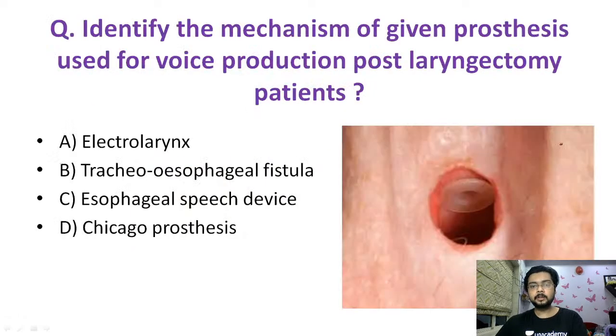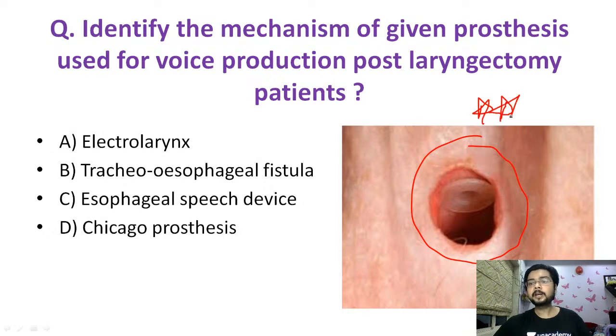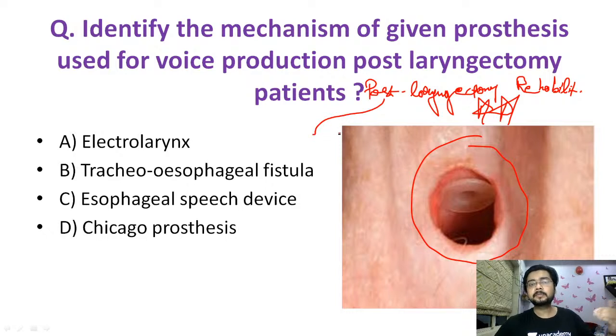Now here also you had observed about the prosthesis for voice production post laryngectomy. So very new and important topic is post laryngectomy rehabilitation. So there are different means. One is oesophageal voice, which is natural. You train the person who had undergone a laryngectomy for oesophageal voice.